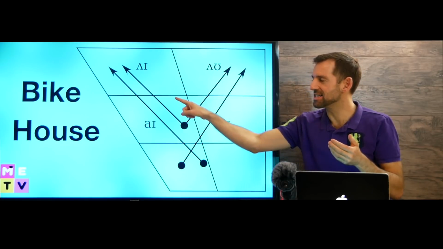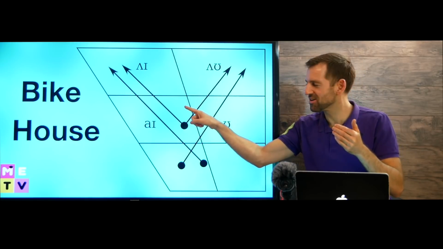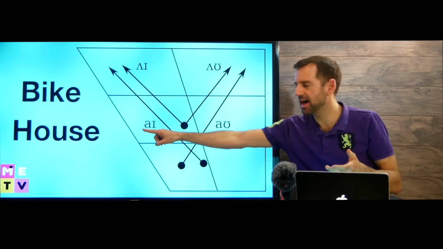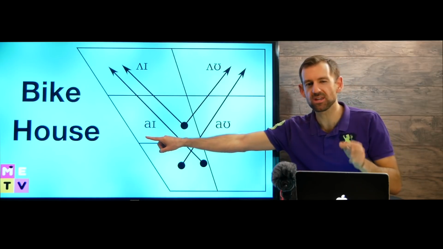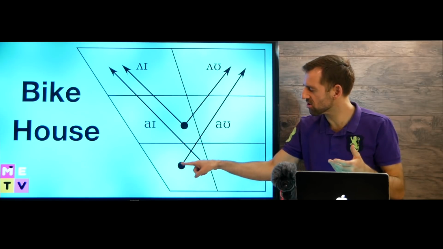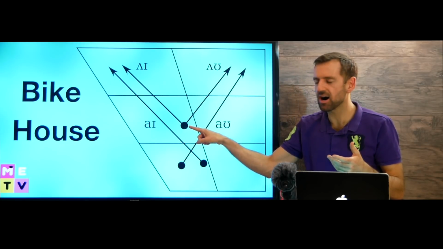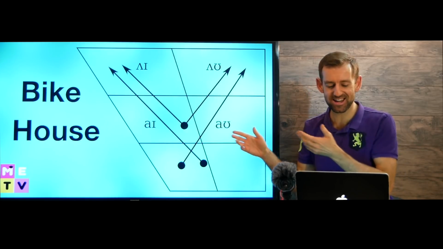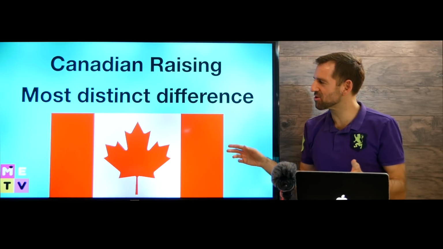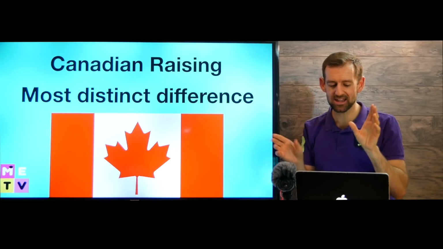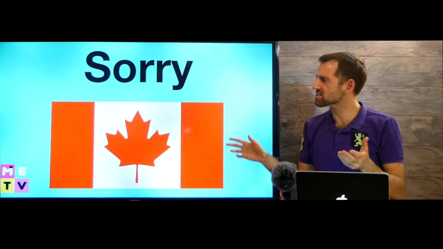Bike, bike. It's the same for the sound ow. So Americans would say house, but Canadians say house. Instead of starting down here, we start up here. So that's what Canadian raising is. And that's the most distinct difference, I think, between the American accent and the Canadian accent. There are some other differences.